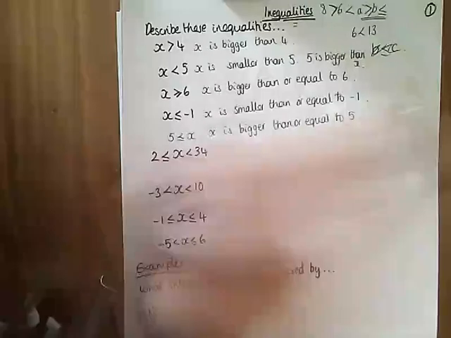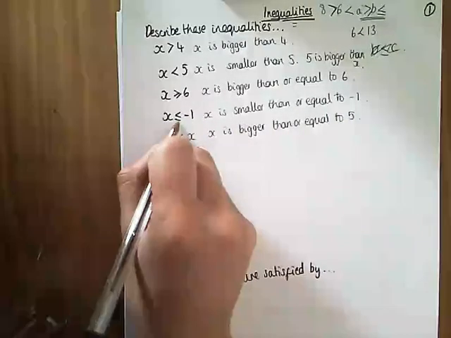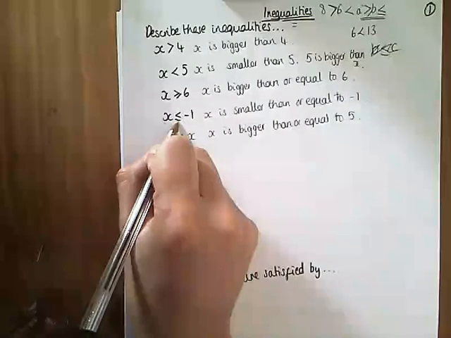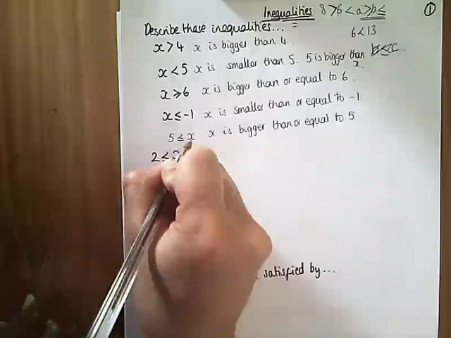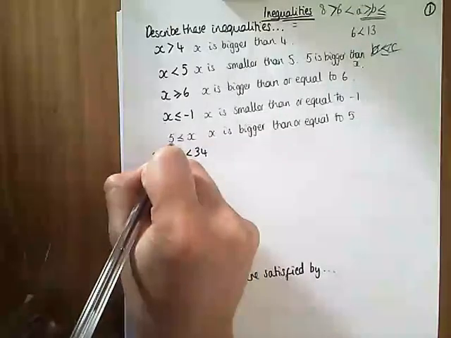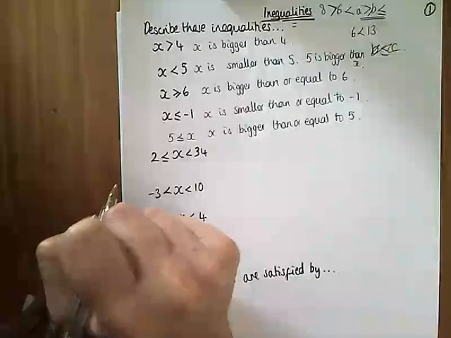Okay, so if we look at this one, x is smaller than or equal to minus 1, so it could be minus 1, minus 2, minus 3, because all of those are getting smaller. Here, x is bigger than or equal to 5, it could be 5, so it's 5, 6, 7, 8, 9, etc.